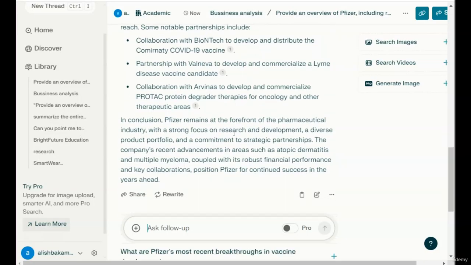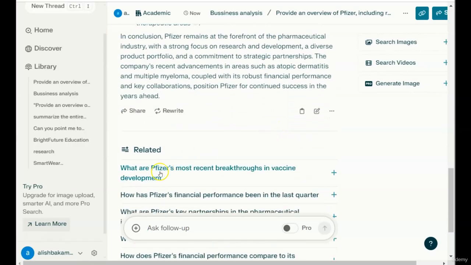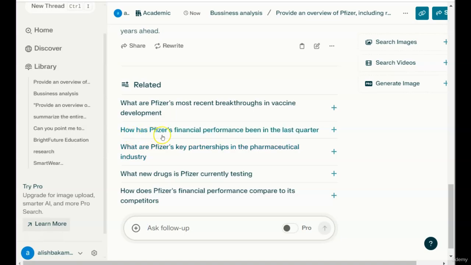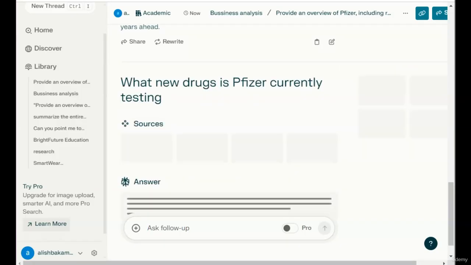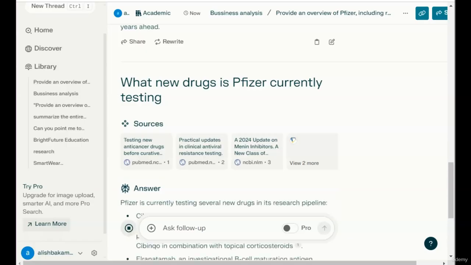To understand Pfizer's impact on global health, you could ask further questions, such as what are Pfizer's most recent breakthroughs in vaccine development, or how has Pfizer's financial performance been in the last quarter, and all of these questions. So let's choose, what new drugs is Pfizer currently testing. So it will provide insights into Pfizer's contribution in new drugs.